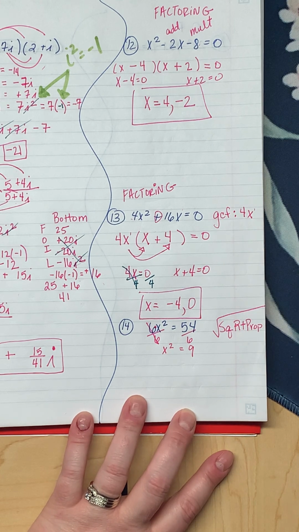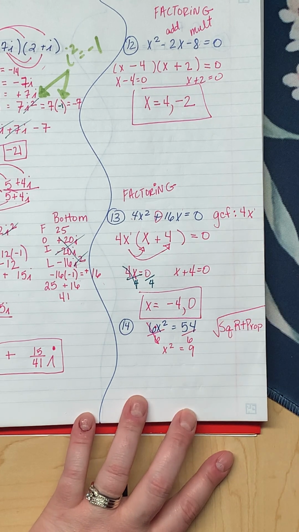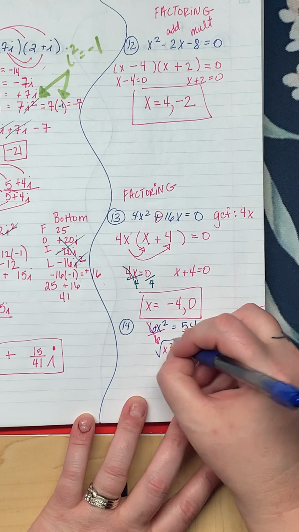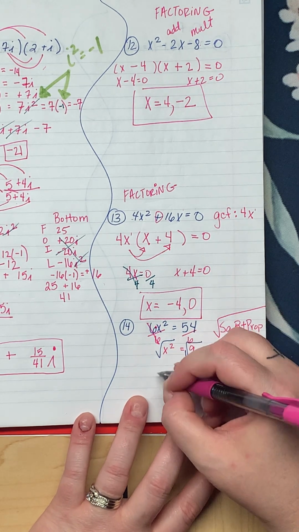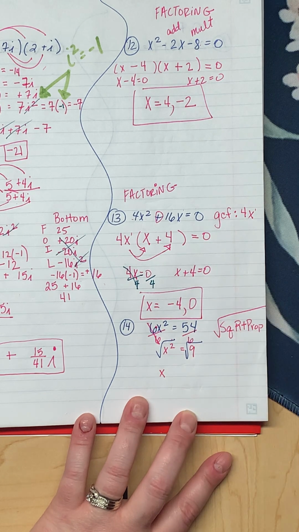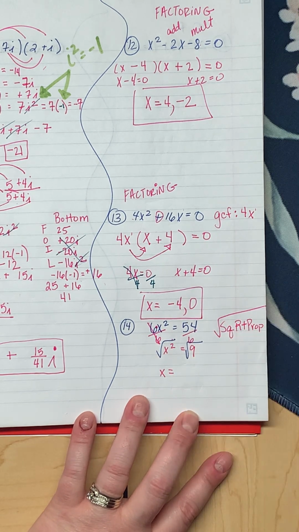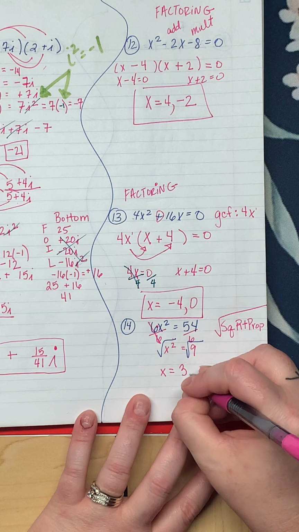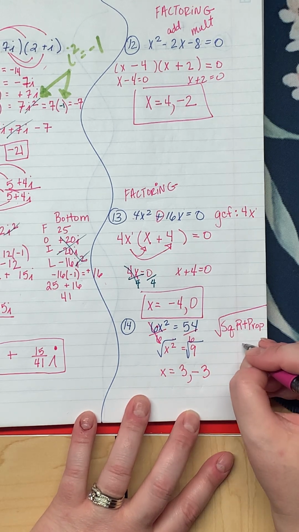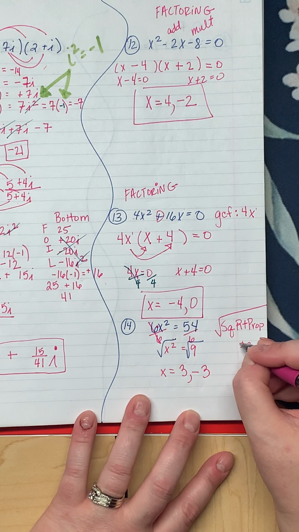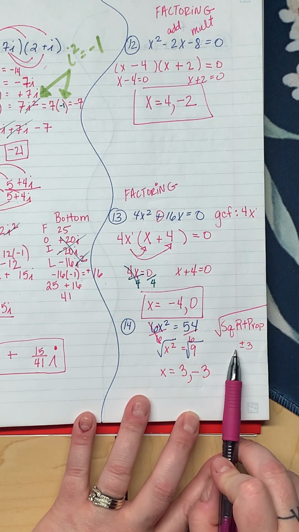Then the square root property says, now that you have your squared by itself, put a house on it and you're done. Because the tiny 2 in the house cancels the tiny 2 in the square root, and then the square root of 9 is 3 and negative 3. Don't forget, it's kind of like saying plus or minus 3, but I'm not sure if your homework will count the plus minus.